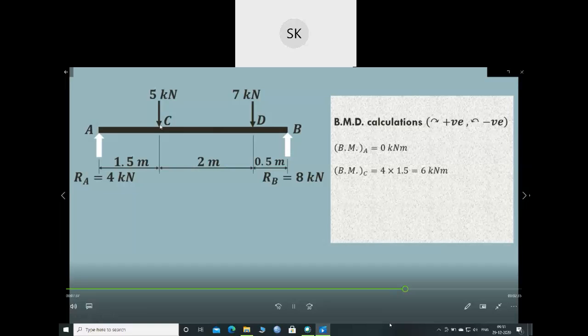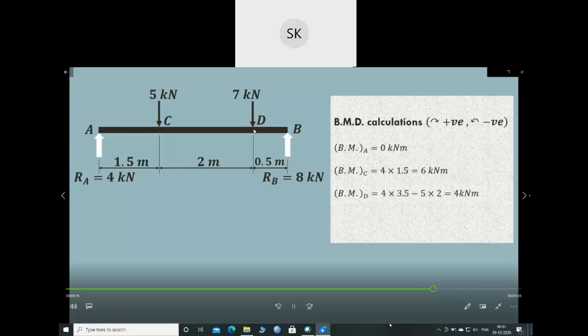Now the important point, we have to find out the bending moment at point C. Consider all the forces which are acting on the left hand side of C. On the left hand side of C, there is only one force, that is Ra. The arrow of this particular Ra will go in the clockwise direction towards C. Ra is nothing but 4, and the perpendicular distance between A and C is 1.5. As it is producing clockwise moment, it is positive. So 4 into 1.5, that is 6 kilonewton meter.